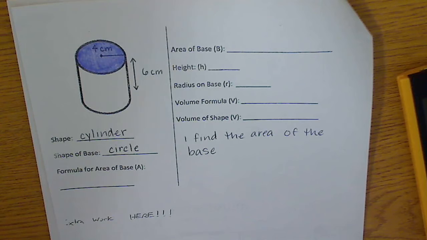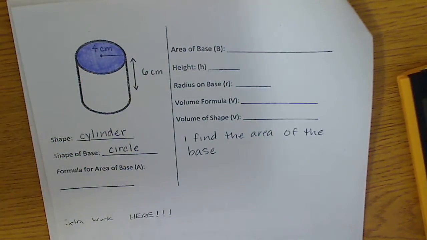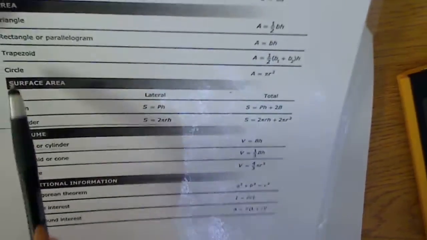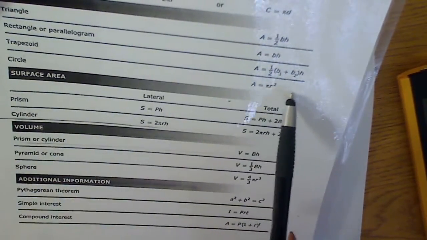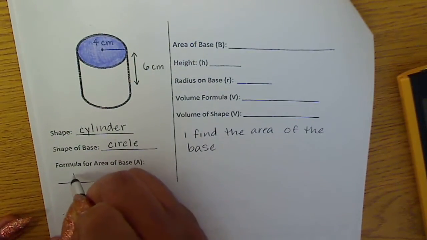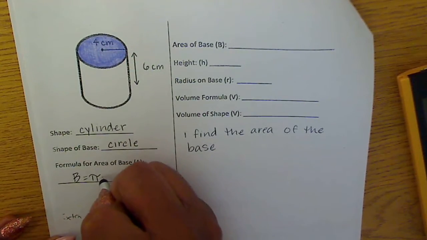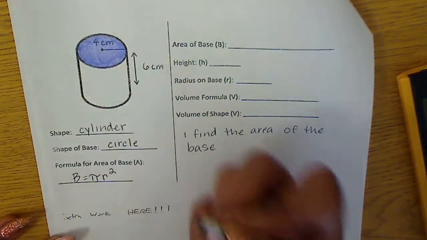Oh, you don't write that. That's something that's on my copy of the notes, it might have copied on yours too, but you don't have to write that down. Thank you for that question. If you look on your reference sheet, you will see the area of a circle is right here. That is pi times the radius squared. So this base is going to be pi times the radius squared.